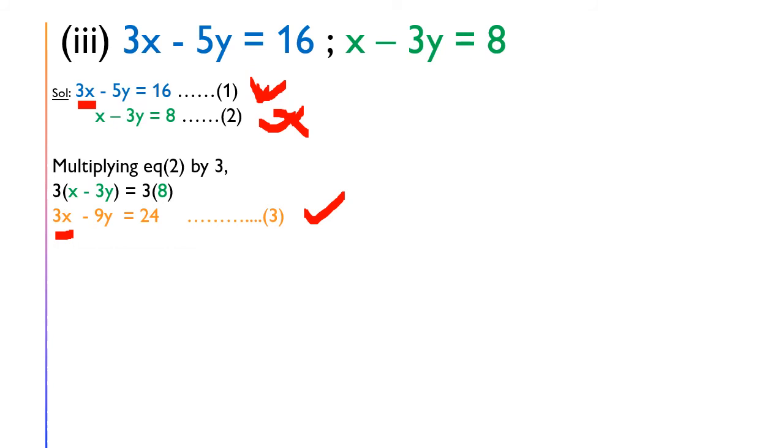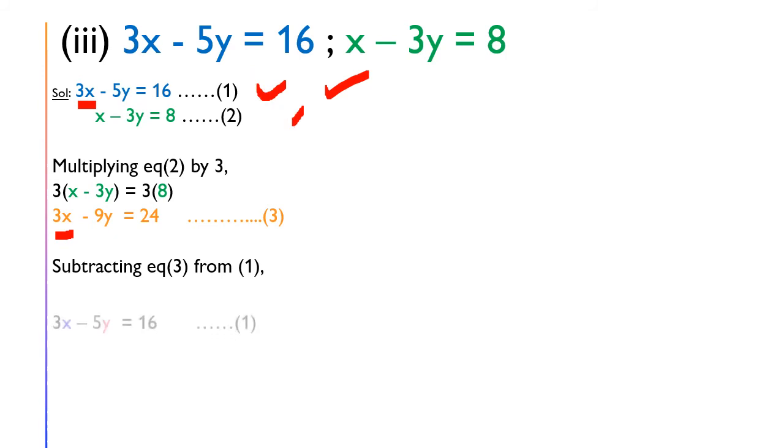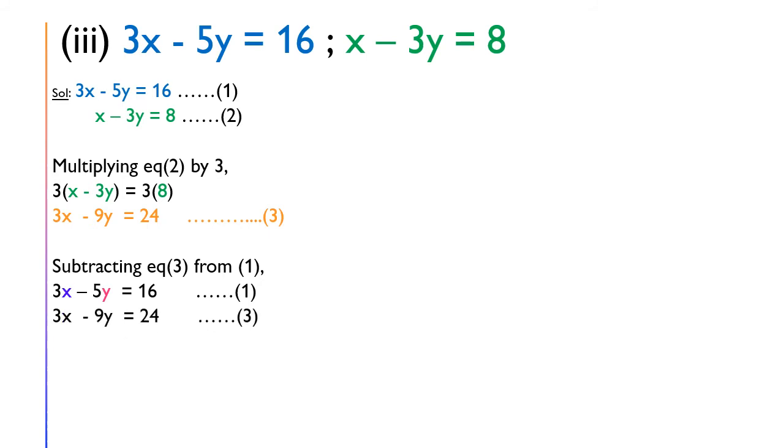When the signs are same, we subtract, and when the signs are different, we add. Here since the signs are same, we are going to subtract. What are we going to subtract? We are going to subtract equation 3 from 1, so this minus this. Let us do that. We write down equation 1, and below that we'll be writing down equation 3.